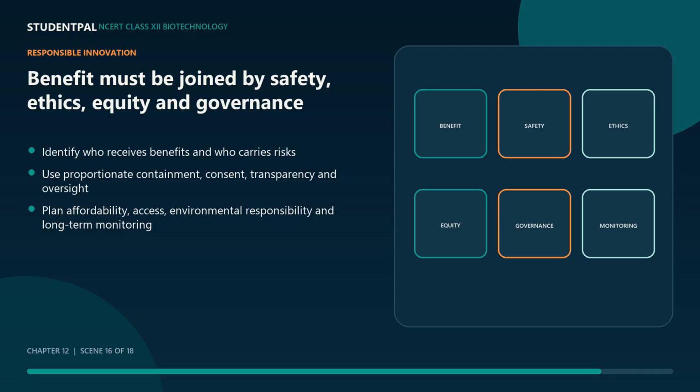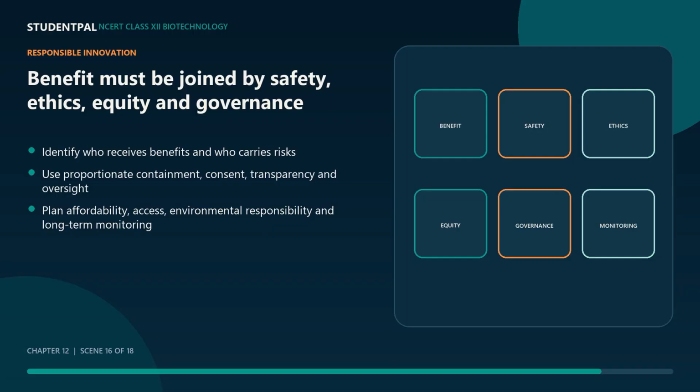Responsible innovation asks not only whether a biotechnology can be built, but whether and how it should be used. Biosafety examines accidental harm to workers, users, communities, and ecosystems. Biosecurity considers deliberate misuse. Clinical applications require valid consent, privacy, and fair participant selection. Agricultural and environmental technologies require attention to gene flow, non-target effects, stewardship, and reversibility. Intellectual property can support investment, but may also affect affordability and access. Public engagement matters when communities experience the risks or consequences.